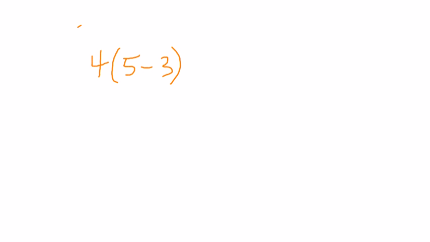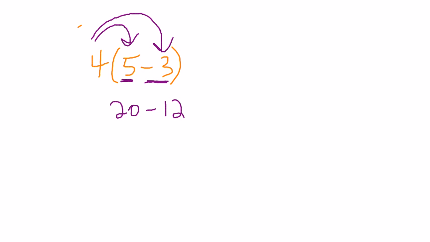Okay, in this case, I'm distributing my positive 4 to my positive 5 and to my negative 3. Please note that I am paying careful attention to the sign that comes in front of each number inside the parentheses. Once again, I'm multiplying 4 times positive 5, which gives me 20. Four times 5 is 20, and 4 times negative 3 gives me negative 12. 20 minus 12 leaves me with 8.